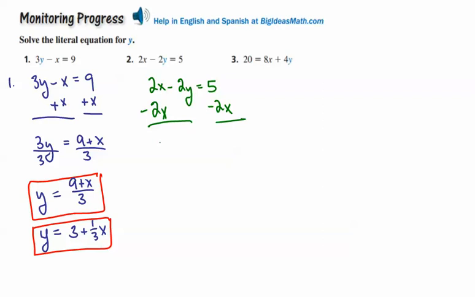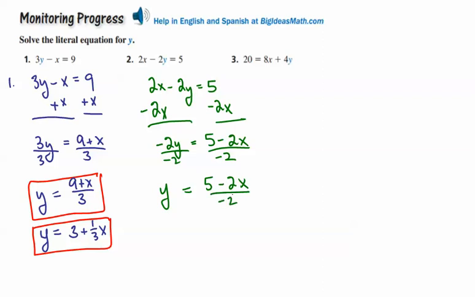Remember that the left side is just negative 2y. The right side we can't combine 5 and negative 2x, so all we can say is 5 minus 2x. At that point, we can divide both sides by negative 2, and we would end up with y is equal to 5 minus 2x divided by negative 2.